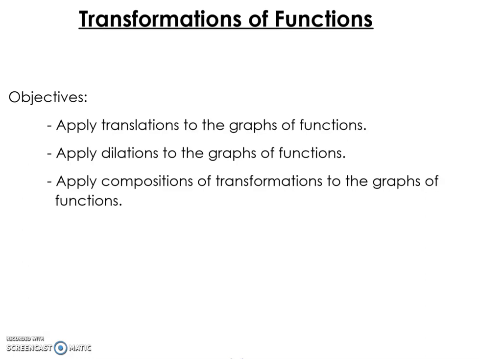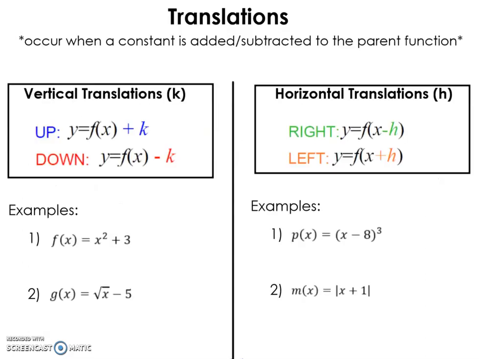In this lesson, we're going to use transformation rules in order to transform various functions. Last time we talked about the different types of transformations, which are translations, reflections, and dilations, and we looked at how the graph moves from the parent function based off of different transformations. But now we're going to look to see how the equation of the function can tell us how the graph is moving. So the first transformation we're going to look at is a translation, and that occurs when a constant is added or subtracted to the parent function.